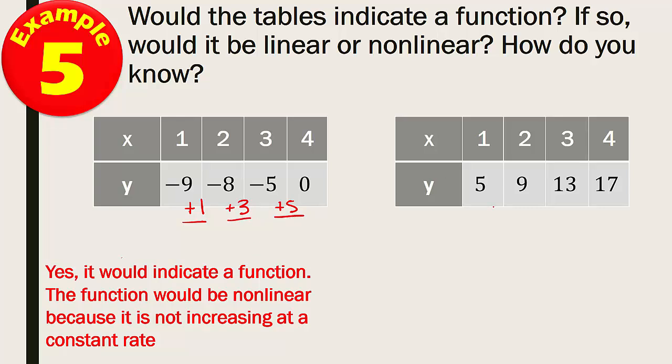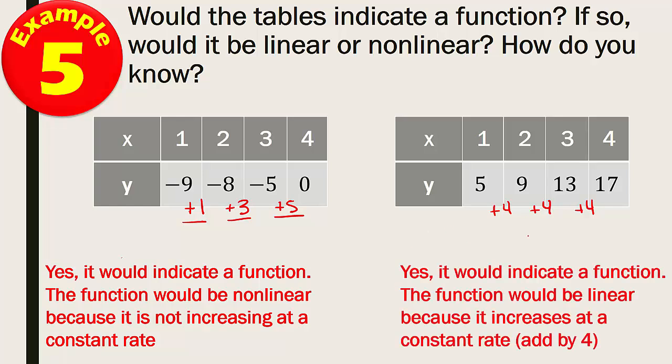Okay, we go to our second one. Here I added 4, and then I added 4, and then I added 4. So now we are increasing by the same number each time. So it would indicate a function, and the function would be linear because it increases at a constant rate. Add by 4. So it's just a matter of looking, how are my y values changing in each case, and is it the same?